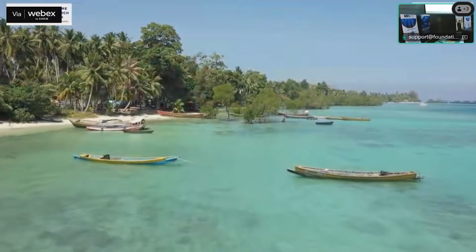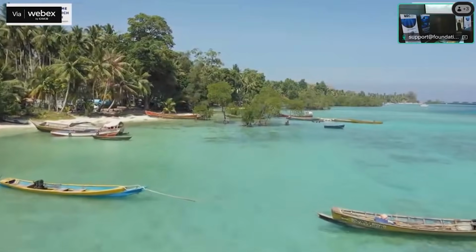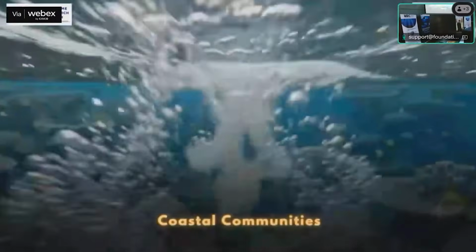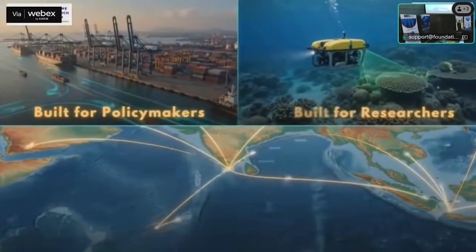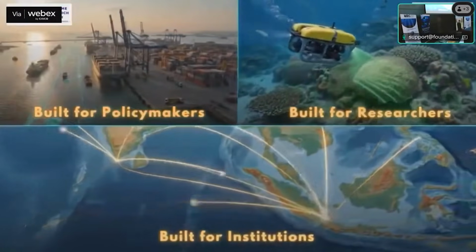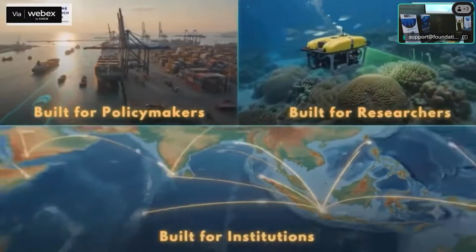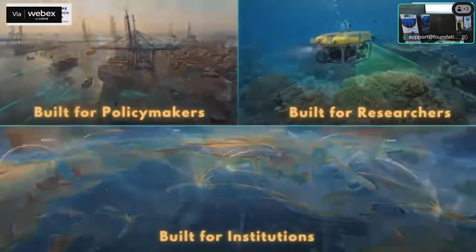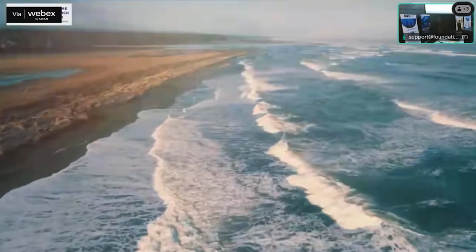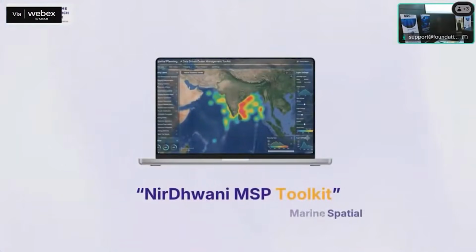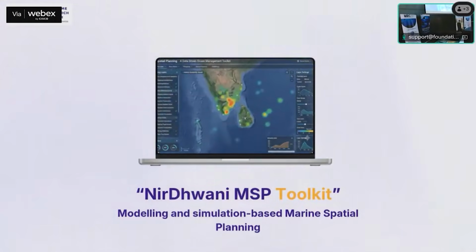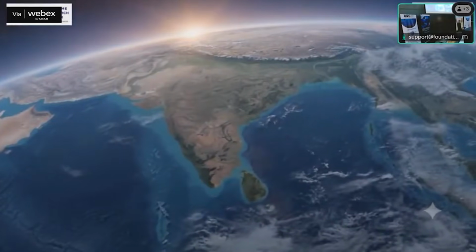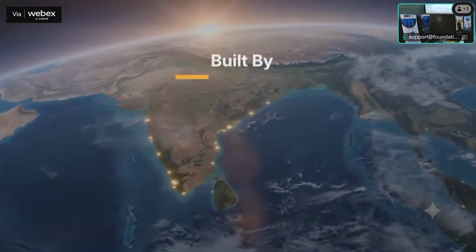This is planning that thinks ahead for a region where the stakes for fisheries, for coastal communities, for biodiversity couldn't be higher. Built for policymakers, built for researchers, built for every institution across the Indian Ocean region, working to balance growth with the health of our seas. The Neerdwani MSP Toolkit, modeling and simulation-based marine spatial planning for a region and an ocean that can't wait for us to catch up. Built by MRC and Neerdwani technology. Thank you.